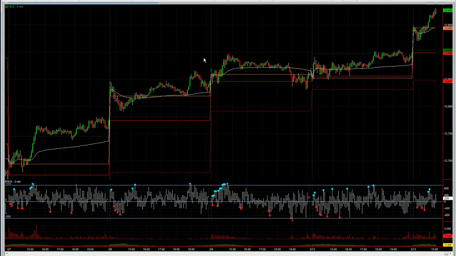Is the level holding that I'm looking for? Am I getting the continuation I wanted? Is this just a little bit more of a pullback than I was expecting? Have we dipped under a level that really negates the trade now? So from that point, from the minus 10 ticks through to the minus 14 ticks, I'm looking, I'm assessing.